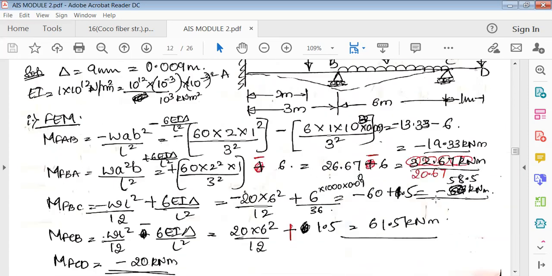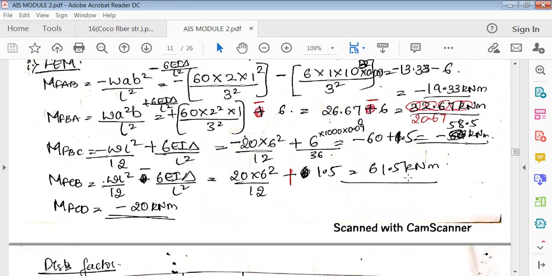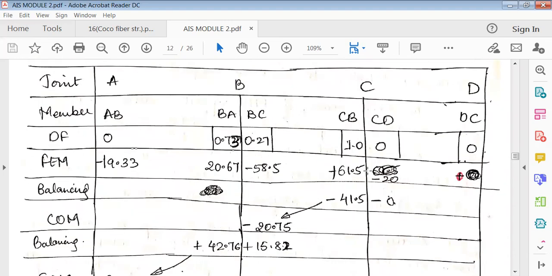Okay, now again, as usual, because C is a simple support, you have to balance the simple support first. So first take this joint. 61.5 minus 20 is 41.5. When you add this, it is plus. Now, when you write in the balancing row, because the answer is plus, change the sign. So it is plus 41.5; change the sign, so it becomes minus 41.5.